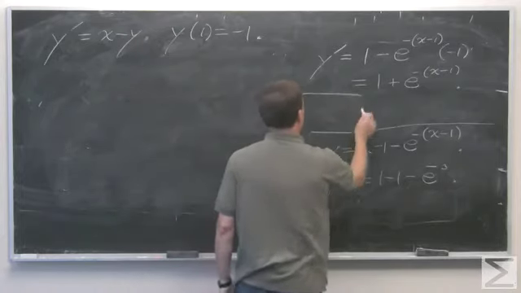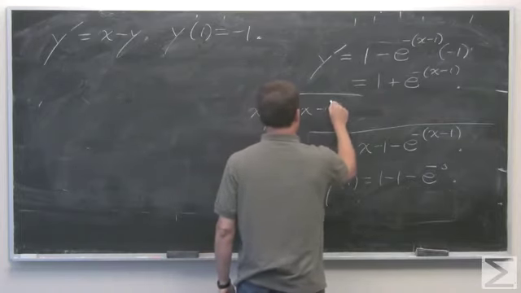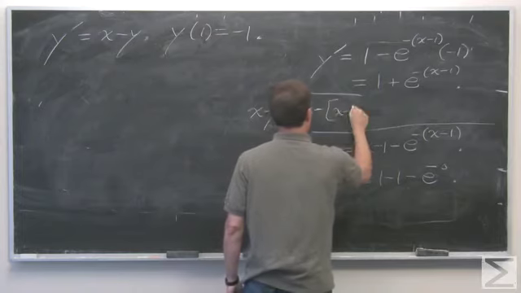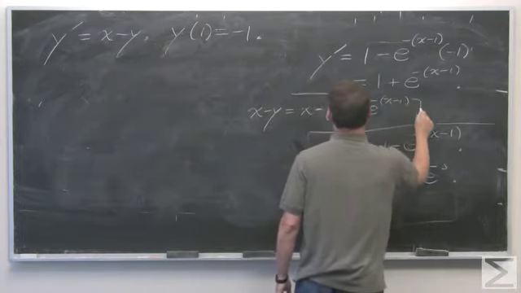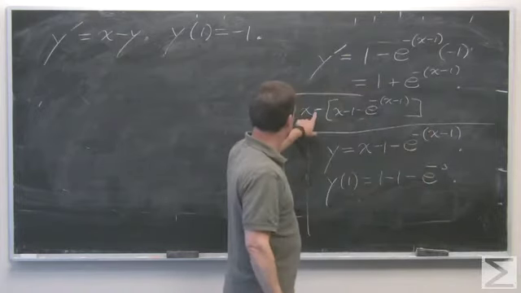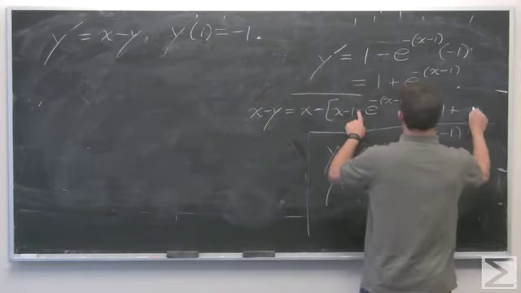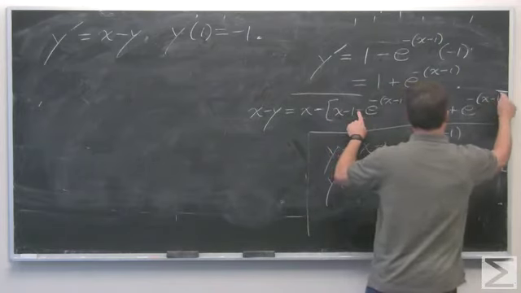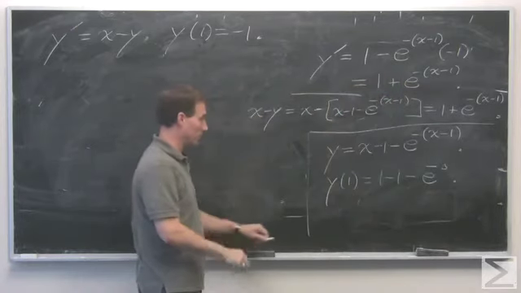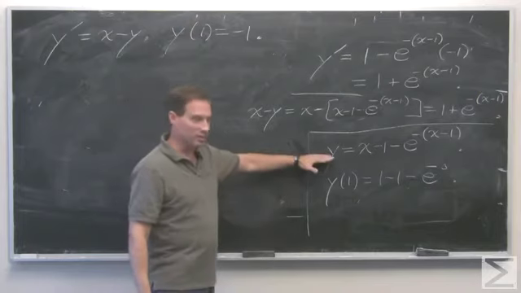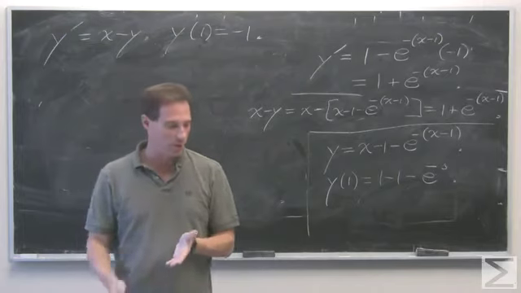Well, what's x minus y? It's x minus (1 minus e to the minus (x minus 1)). The x's cancel, you get a minus minus, you get a plus 1, and you get a plus e to the negative (x minus 1). Yippee! Those two things are the same, y prime and x minus y. So yes, this is a solution to the differential equation. It satisfies the initial condition, so it's a solution to the initial value problem.